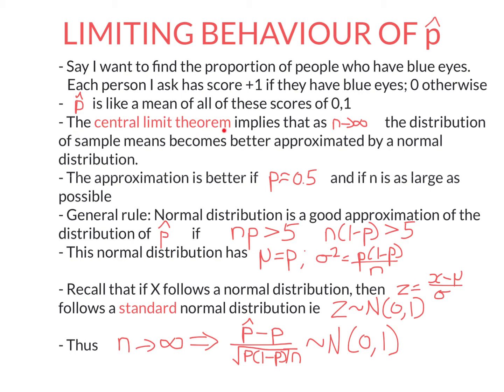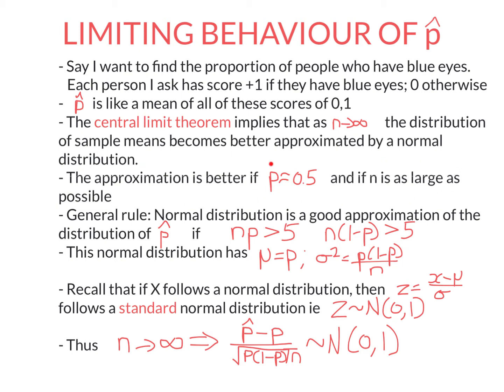So the central limit theorem, we're not going to go through that too much. It's a very important theorem, but it relates to means. It basically says that as n, in this case the number of people I ask, gets larger and larger, the distribution of sample means is better approximated by a normal distribution. So what that means is, because p hat is basically like a mean, if I ask more and more people, if n gets larger and larger, the distribution of p hat becomes more and more like a normal distribution. In fact, the approximation is better the closer p is to 0.5.